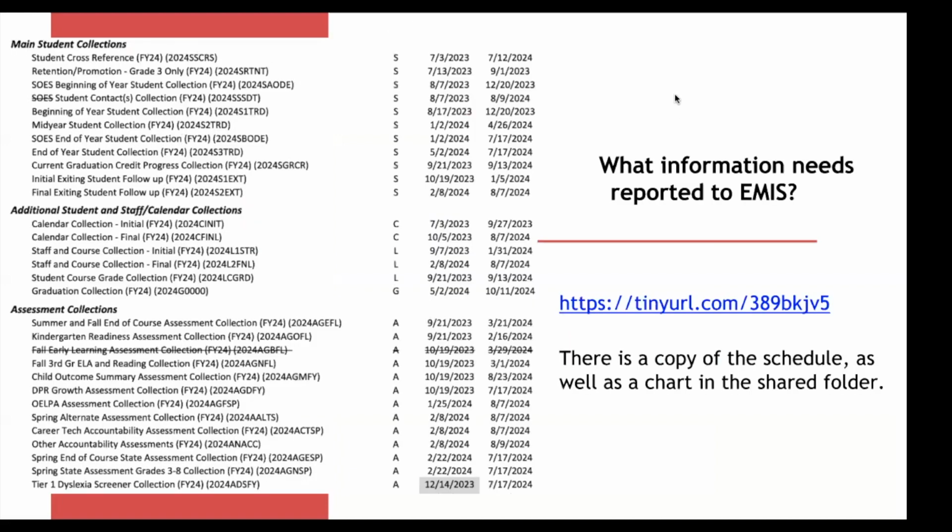This question is, what information needs to be reported to EMIS? If you look on the left of the screen, it shows the different information and the dates that it needs to be reported. There is a copy of this in the folder that we shared with you at the beginning as well, or you can follow that tiny URL.